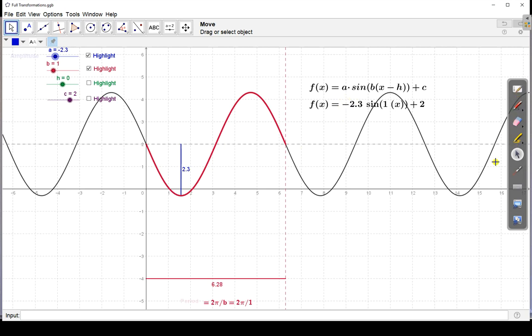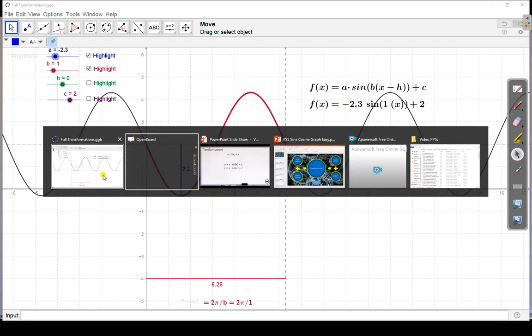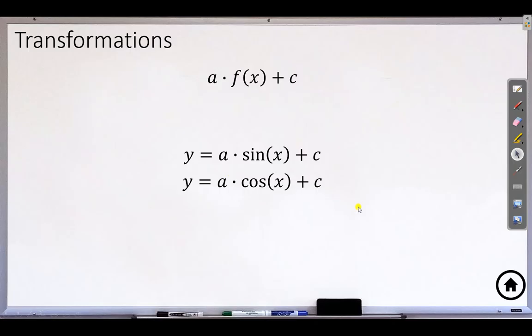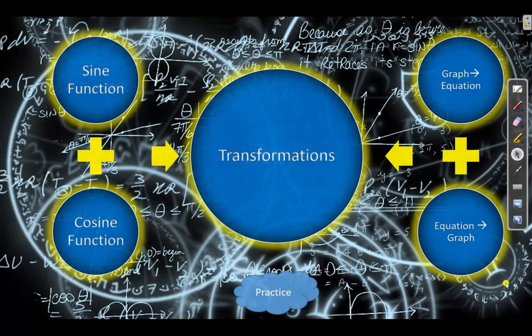All right, let's take a look at how that actually works with some examples. So now that we've seen the transformations, let's do that. There are two ways we want to make sure we can identify and describe transformations.